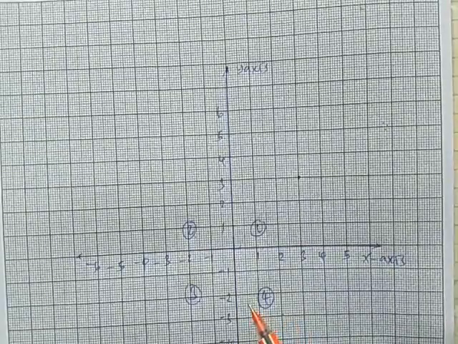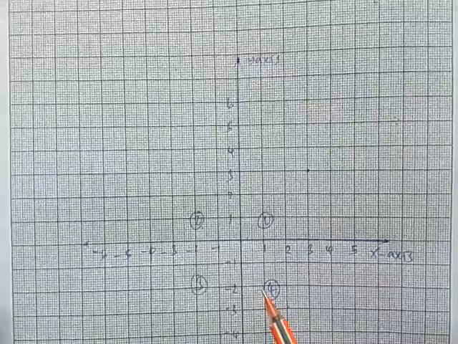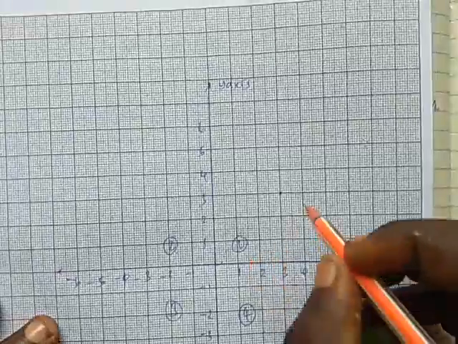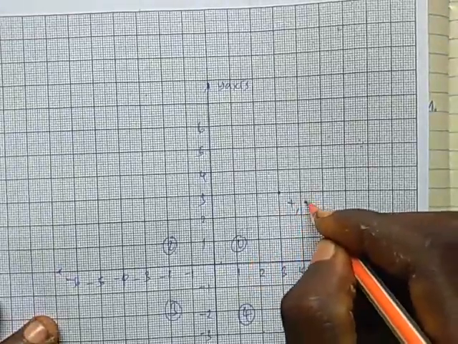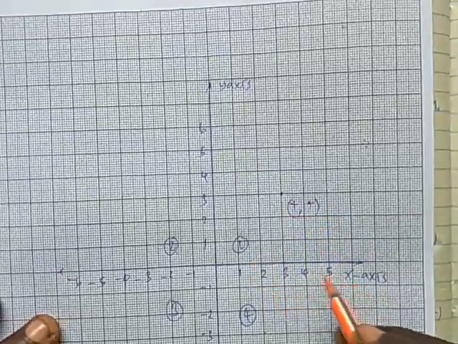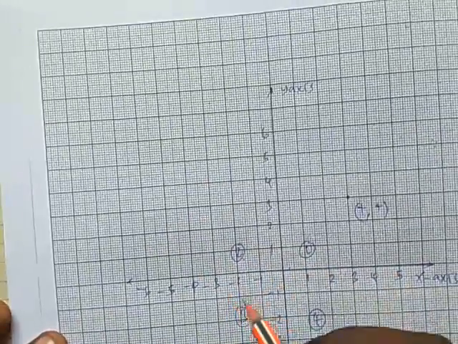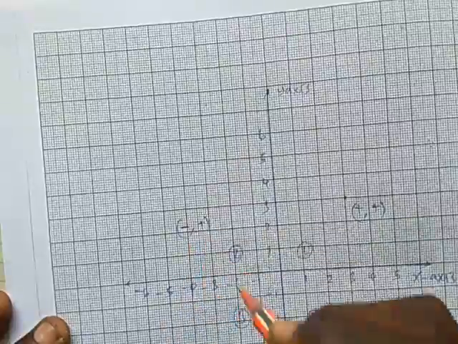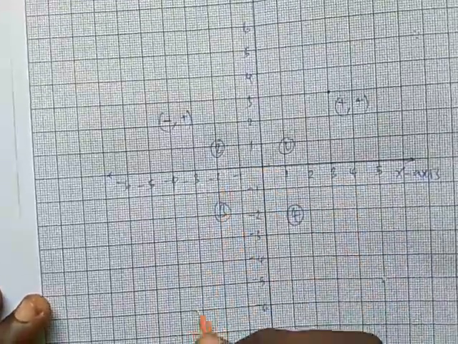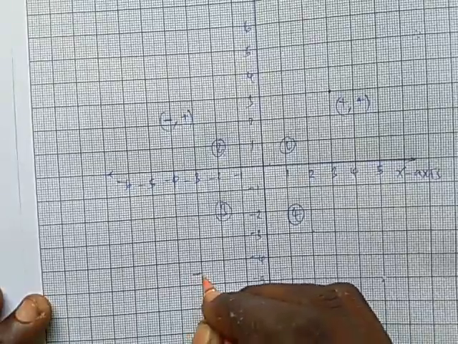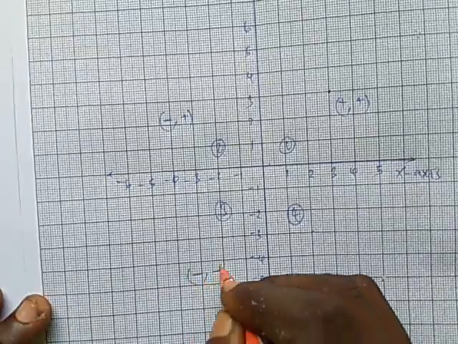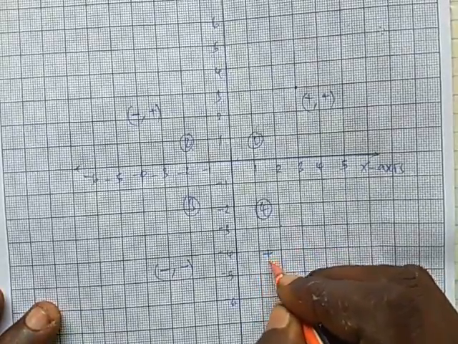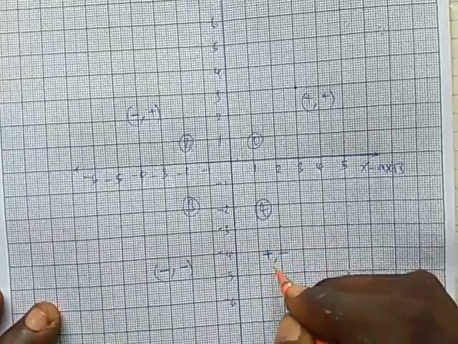So with these four quadrants, the first, second, third, and fourth, a point in the first quadrant will be positive, positive, because positive of x, positive of y. A point in the second quadrant will be negative of x, positive of y. A point in the third quadrant will be negative of x and negative of y. But a point in the fourth quadrant will be positive of x but negative of y.